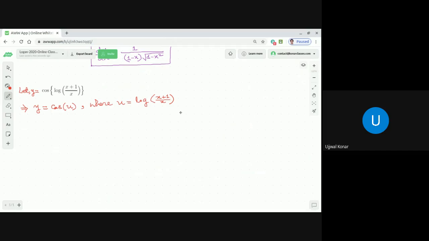Now, u is equal to log of x plus 1 by x. So what we can do is, first you need to find dy by dx, correct? So this implies dy by dx is equal to d by du of cos u into du by dx, dear students. Am I right? Correct or not? Yes. So now this implies what?